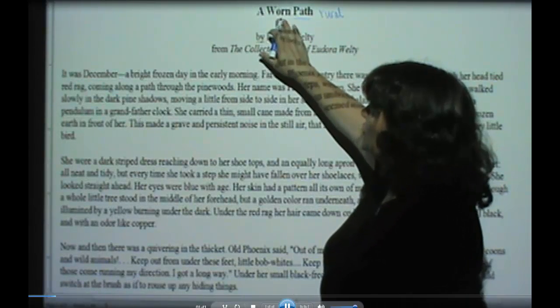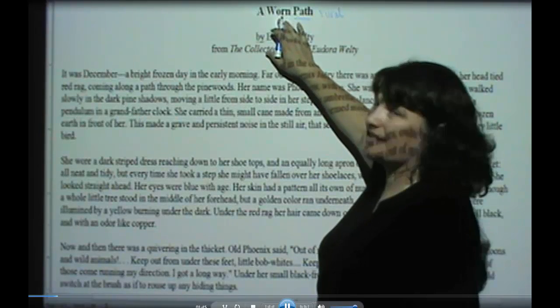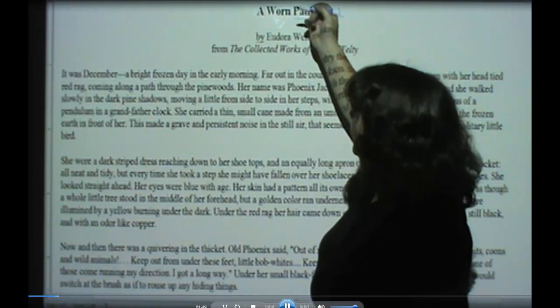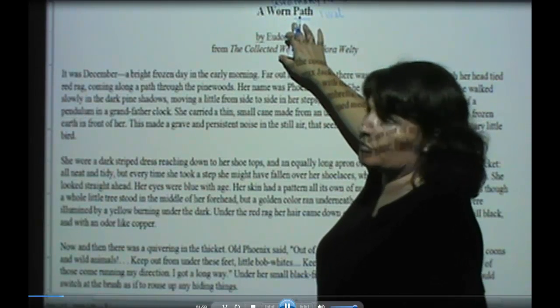The second thing I'm going to look at is the word worn and the way she describes path. Worn means that it's been used many times. So I have to ask myself if the path that's being spoken about has been used many times.